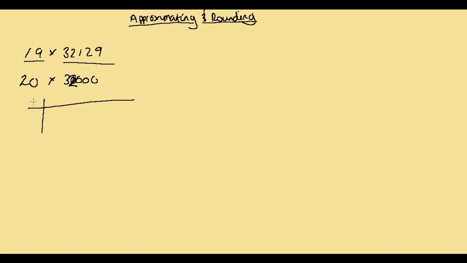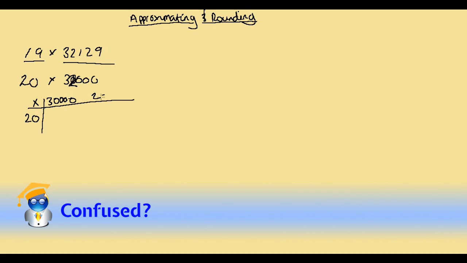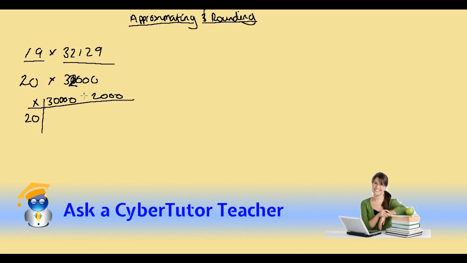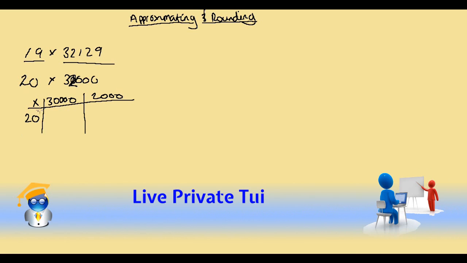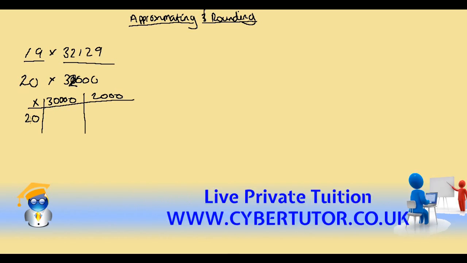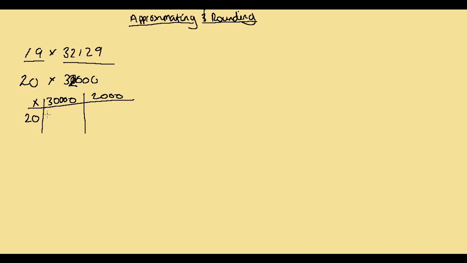So if we were to actually do these calculations, it would be 20 times by 32,000, which we can do in this grid method. There's a 30,000 and there's a 2,000, so we kind of split them up. So what is 20 times 30,000? Well, this is the same as 2 times by 3, which is 6, and then we've got 1, 2, 3, 4, 5 zeros, and that actually makes 600,000. Okay, so that bit's nice and easy.